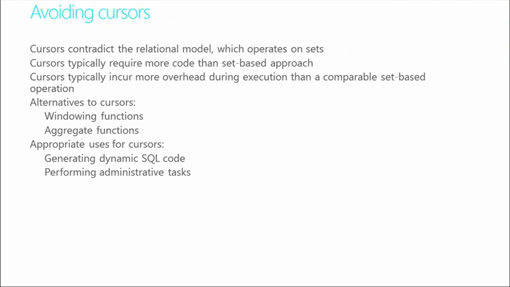Cursors kind of contradict the relational model, which operates on sets of data. They typically require more code and more overhead. Some alternatives are the aggregate functions and windowing functions that we've introduced. There are some unique situations for cursors, like generating dynamic SQL code and performing some of the administrative tasks that we perform.